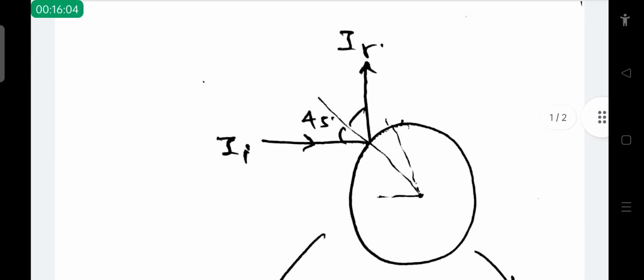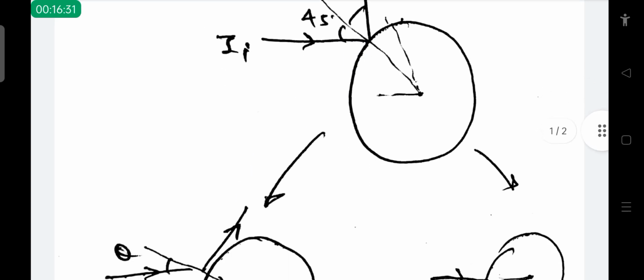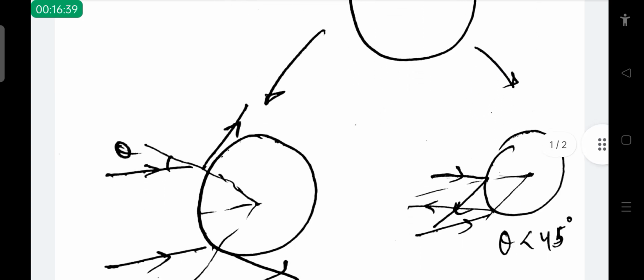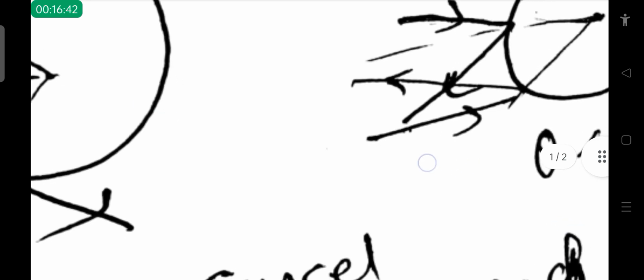If the light is incident at an angle theta equal to 45 degrees, the light will be reflected perpendicularly upwards. You can follow the laws of reflection. I have taken a special angle, 45 degrees, and after this all the light goes perpendicularly upwards. Now I'll take two cases: light incident at angles below 45 degrees and light incident at angles above 45 degrees. Here I've taken theta less than 45 degrees.